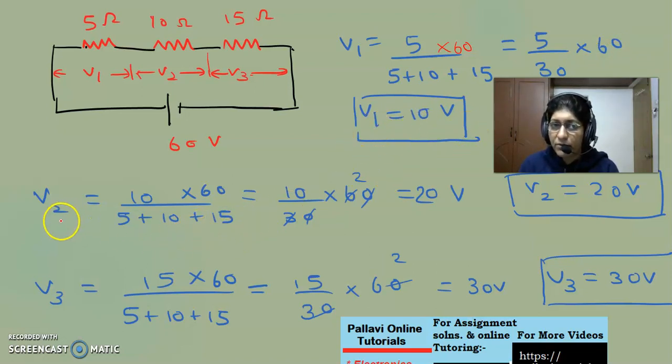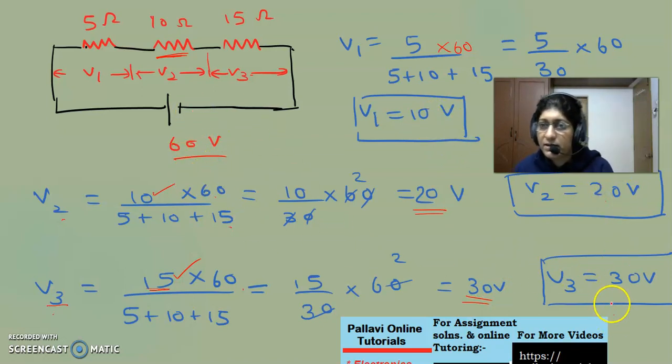Similarly, by applying the voltage divider rule to the 10 ohm resistor, we get 10 ohm upon total resistance into 60, which turns out to be 20 volts. Then to find the voltage drop across resistor 3, we see that the resistor is 15 upon total resistance into 60, which turns out to be 30 volts. Now if you observe, 10 plus 20 plus 30 is 60, so our answer is correct.